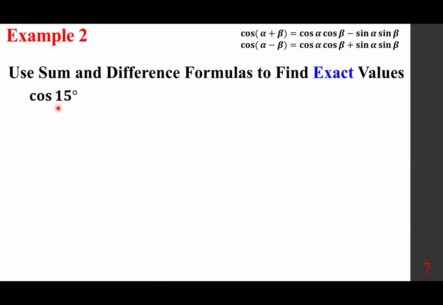We're going to do the same thing with cosine of 15 degrees. Think of two common arcs that you know everything about. 15 is the difference of, for example, 45 and 30 degrees. So cosine of alpha minus beta: cosine alpha cosine beta, that means cosine 45 cosine 30, plus sine 45 sine 30.